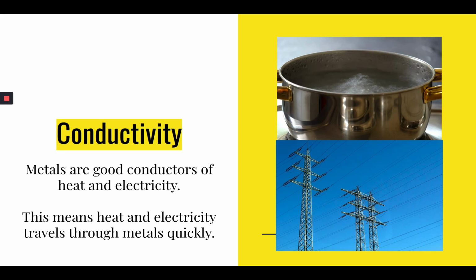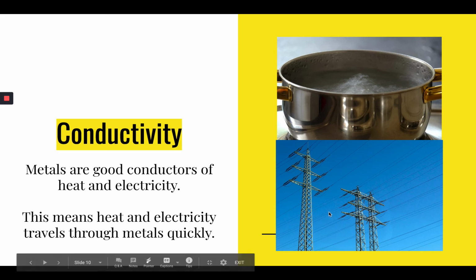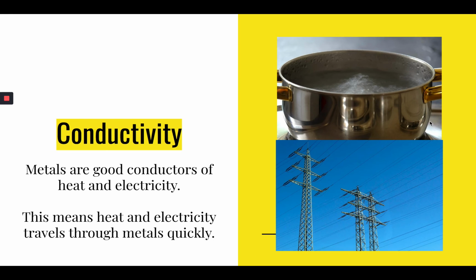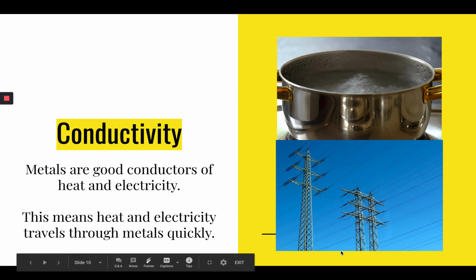Conductivity. Metals are good conductors of both heat and electricity. This means that the heat or electricity can travel through the metal quickly. We see this using metal pans. Metal gets hot very quickly when you put it on a heat source, and this is why we use it in things like wires. It's because electricity can pass through it really quickly.